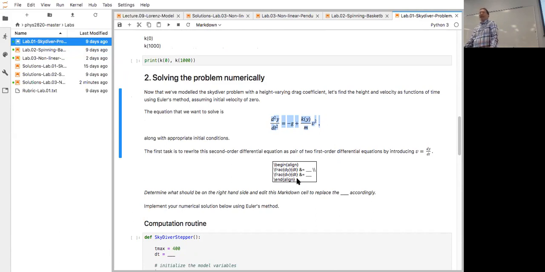Now, what I wanted you to do is edit the LaTeX. We're doing a pen and paper exam. You don't need to know the LaTeX. You can write it using math notation. But the idea is to write down the pair of first-order equations that are equivalent to that. So what would be the answer to this problem?